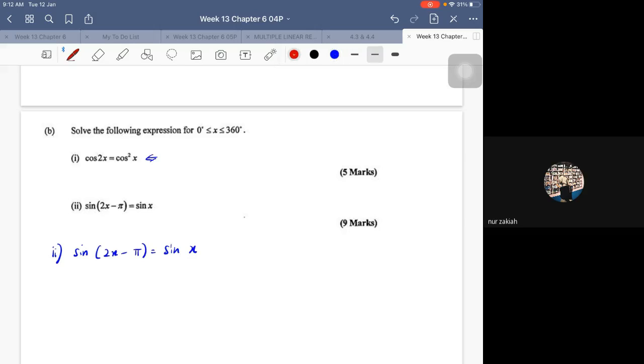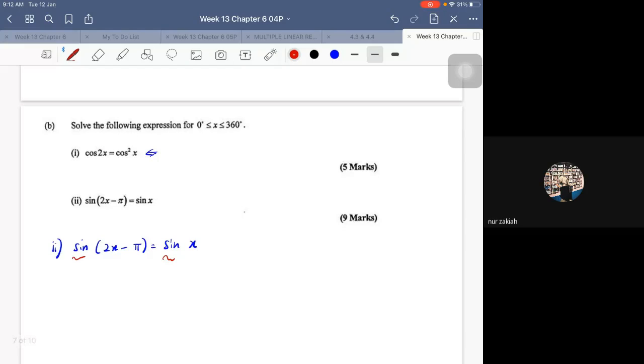So first kali apa yang kita kena buat adalah kita kena make sure dia dalam bentuk trigonometry function yang sama. So belah kiri sin, belah kanan sin, tak ada masalah. So dua-dua term kita adalah dalam bentuk sin. Tapi kalau you jumpa soalan macam ni, apa benda first yang you nak buat? Give me an idea. So what should you do first? Nak buat apa dulu ni? Simplify. Simplify yang mana? Sin 2x tolak pi. Betul.